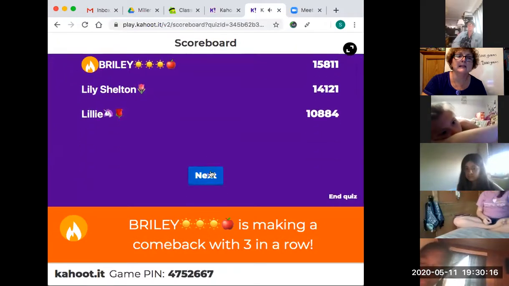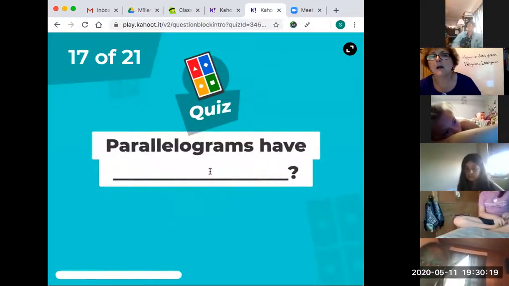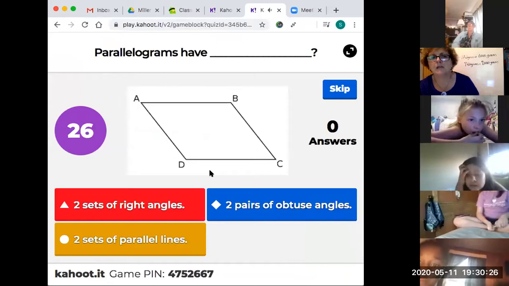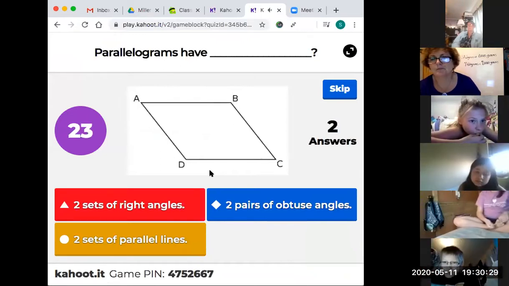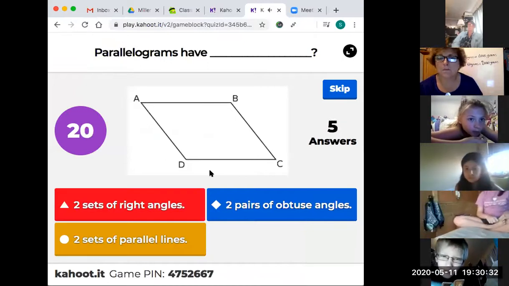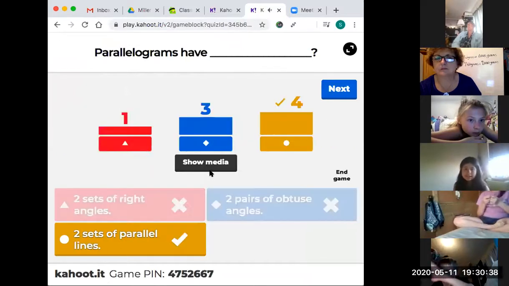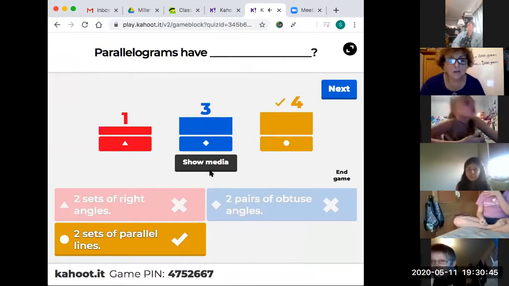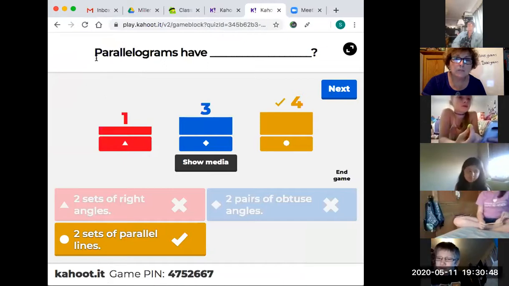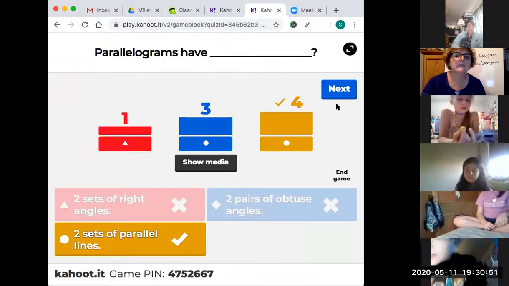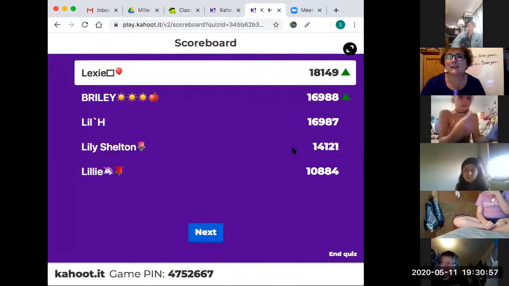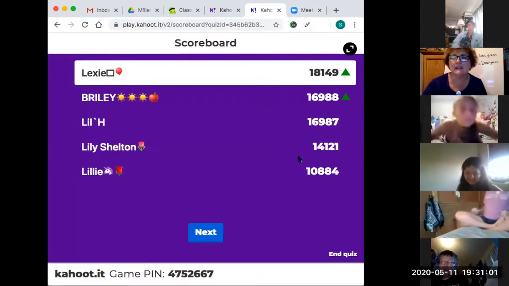Havoc is still in the lead. This is hard. 17. Parallelograms have what? They have two sets of parallel lines. See that word parallel? Parallelogram has some parallel lines, okay? Got some parallel lines. Oh, Lexi has just taken the lead and Briley is in second place.